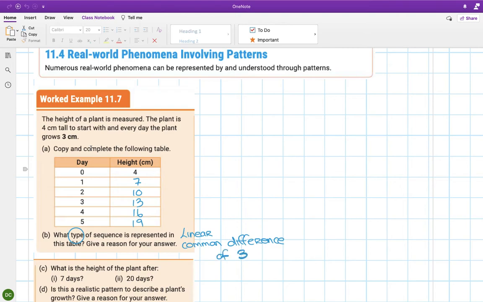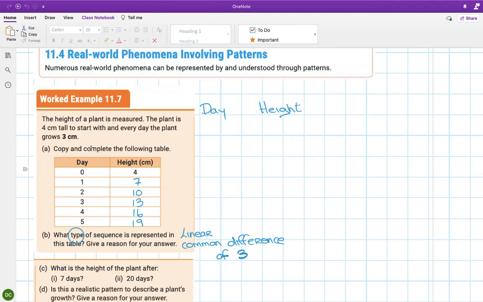Doesn't matter what the common difference is. The fact that it has a common difference actually is reason enough. So what is the height of the plant after 7 days? So we can very easily continue this. So let's go day and height.